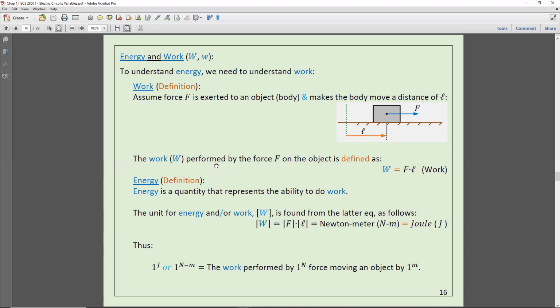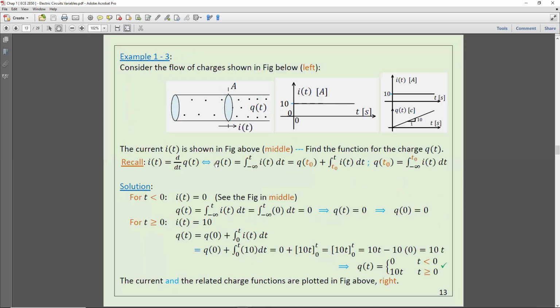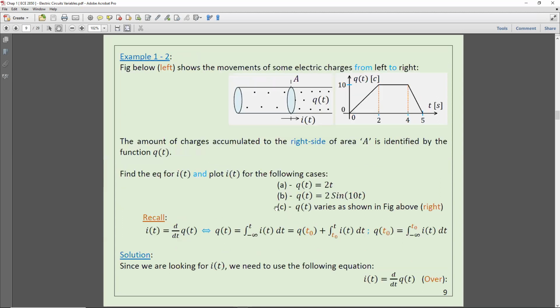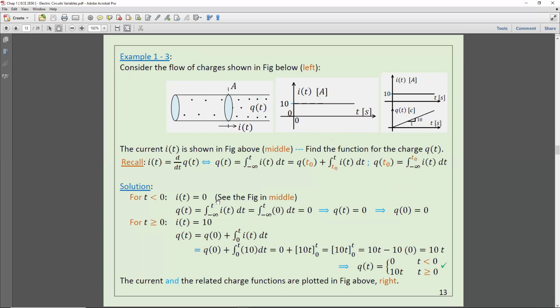Anyway, let's have another. I think we have 2 more examples here. In the first 2 examples I gave you q and asked you to calculate i. That's why we used this formula. Now I'm going to do the opposite. Now we're going to do the integration, this part here. I'm going to give you i and ask you to give me q. Let's look at this example here.